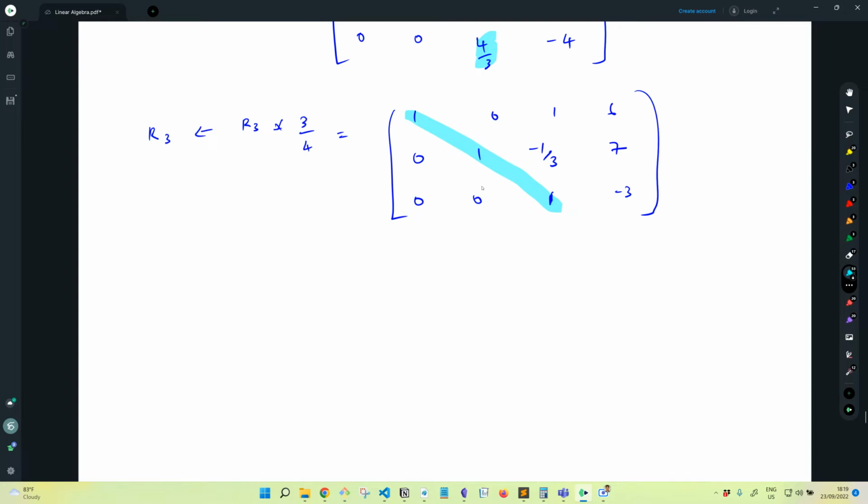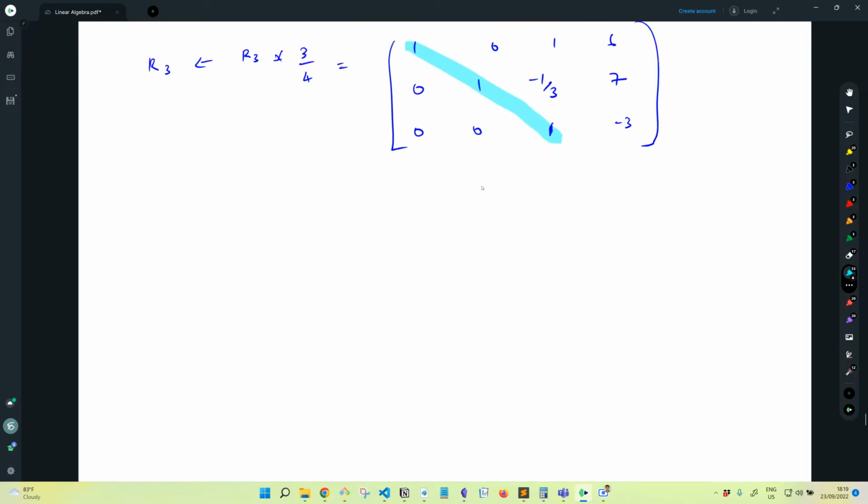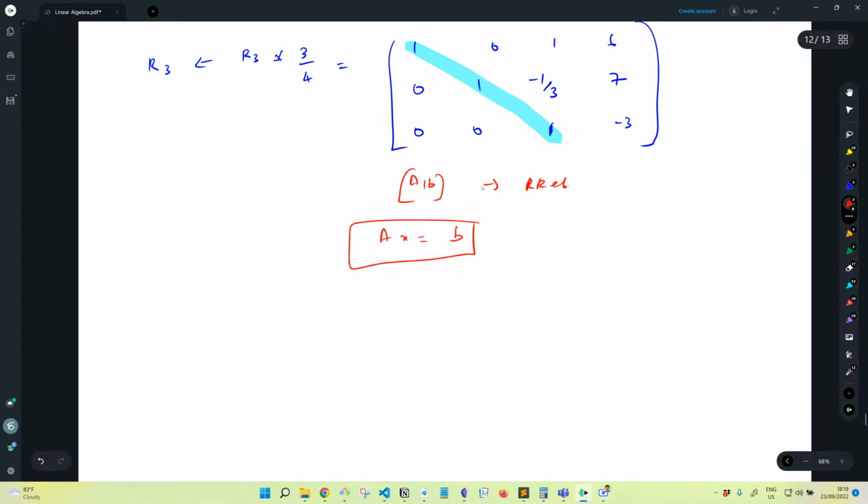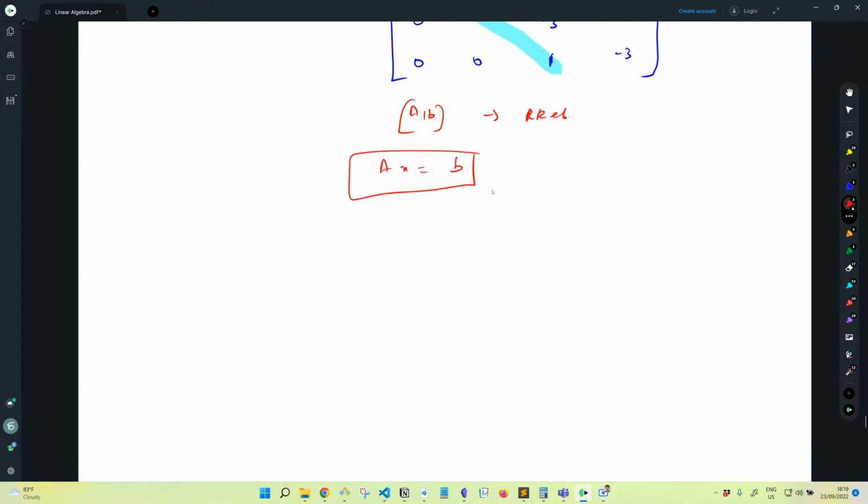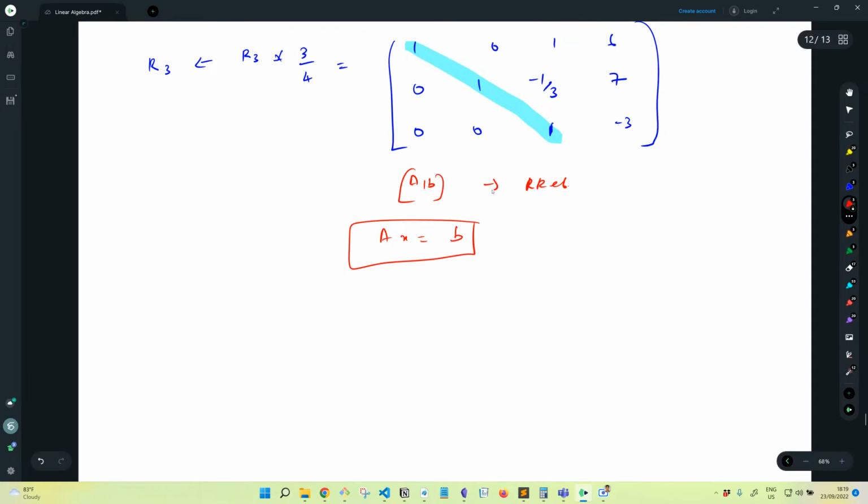Now, to see how it helps, let me again write this augmented matrix in original matrix format. So currently I have this matrix A comma B that is reduced to row reduced echelon form. Now what I will do is write this back in Ax equal to B format, and let's see if I get any advantage in obtaining a solution easily. So let me write this matrix again.